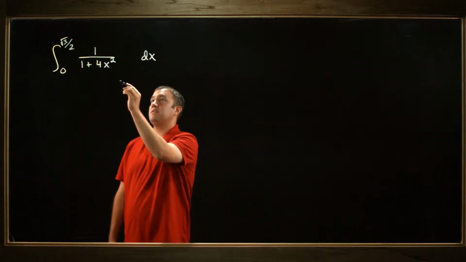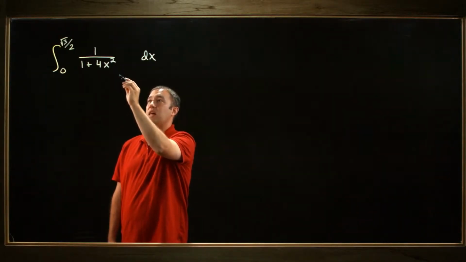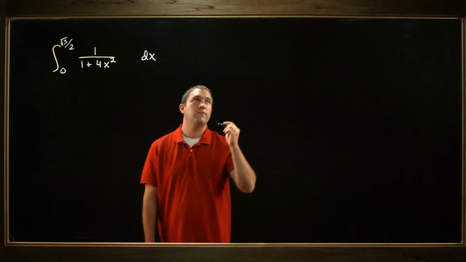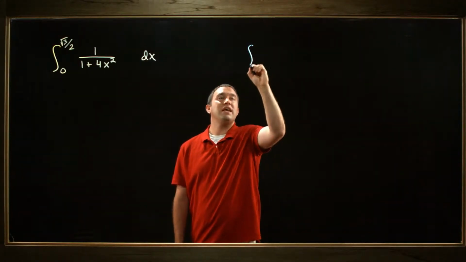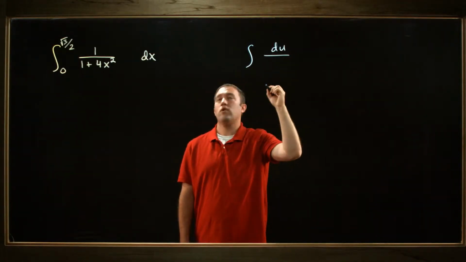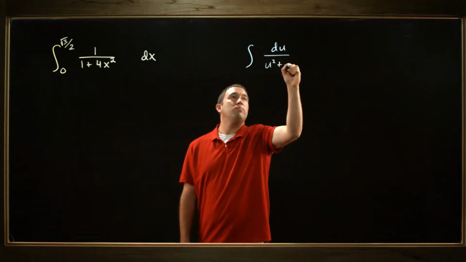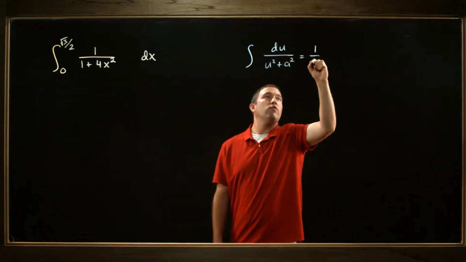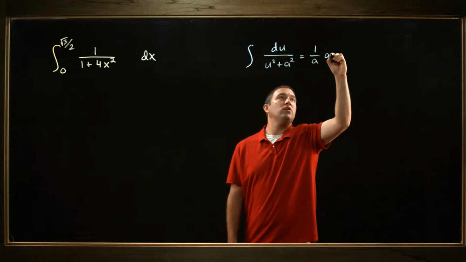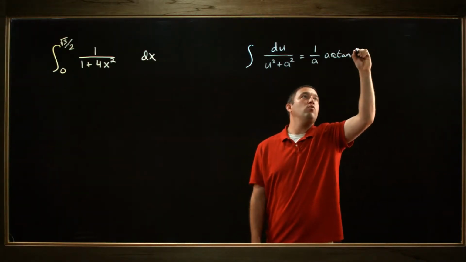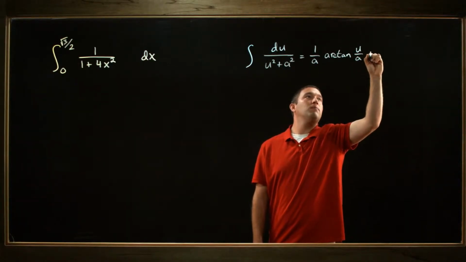And if we look at this, we might recognize that this looks a lot like the formula involving arctangent. So let's write down that formula. That formula says the integral of du over u squared plus a squared equals 1 over a times arctangent of u over a plus c.